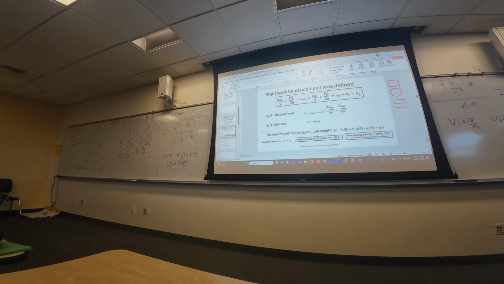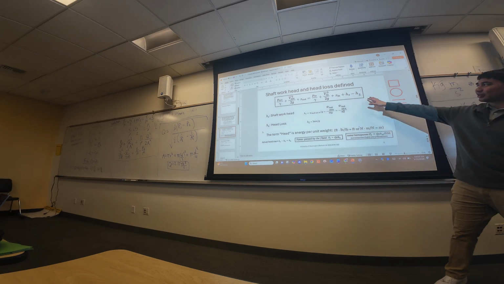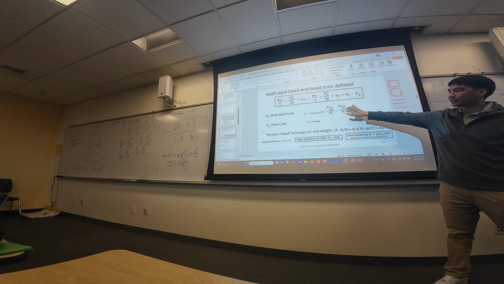So I don't know if anyone will go into a fluids job, but they're going to say, oh, what is your head loss? It's basically your friction loss in terms of energy per unit weight. Or what is your shaft work head, HS? That's the energy going into the equation. Same units, right? Yeah, so you can see exactly the same equation as before. The two terms just got this HS and HL, and this is what they are.